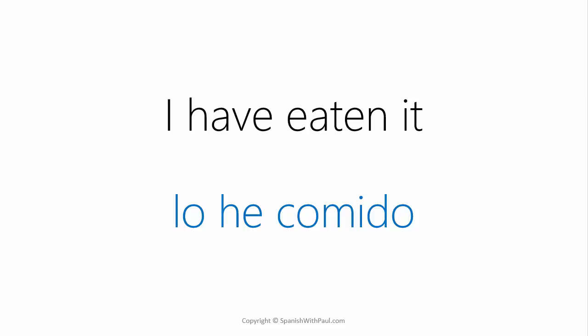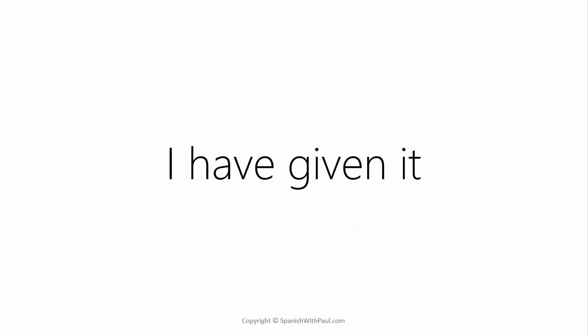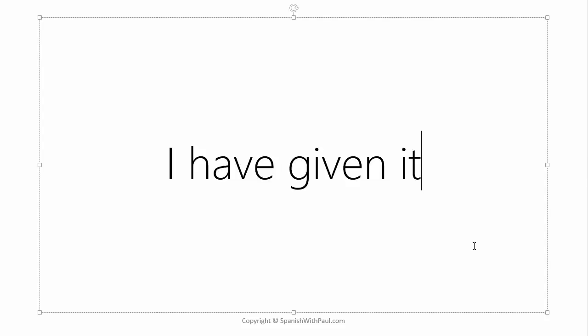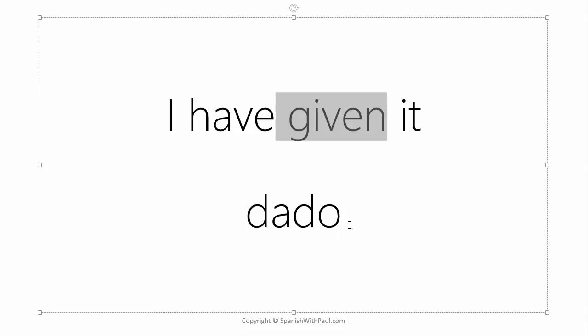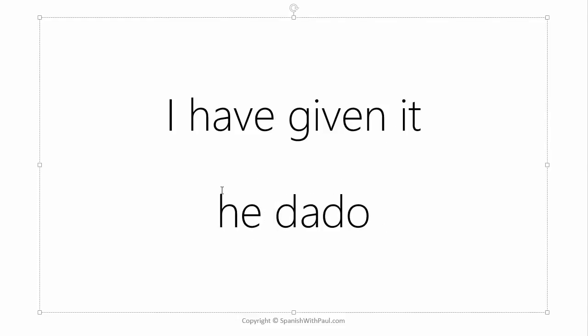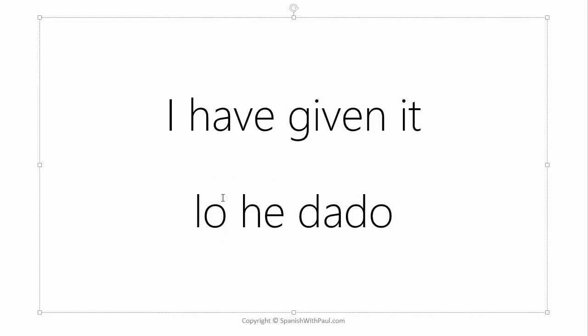The next one is I have given it. The verb to give is dar. And again, this AR goes to ado, that sound. So you have dado would be given, dado. We have I have with he, and then the it way up front. So lo he dado is I have given it.